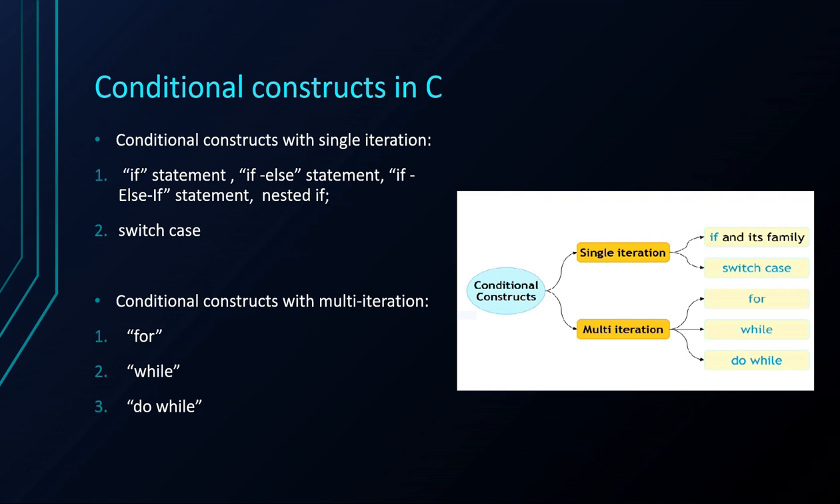The second category we have is a conditional construct with multi-iterations, and these are for, while, and do while. For allows us to loop through a block of code a specific number of times, and if the condition is true, the statement will be executed. If the condition is false, we will come out of the loop. While refers to the entry control loop, because you cannot enter the while until the condition is true. If the condition is true, we'll execute the statement from while and then we'll check the condition again. Do while, also called an exit control loop, enters into the loop without any condition and comes out of the loop if the condition is false.